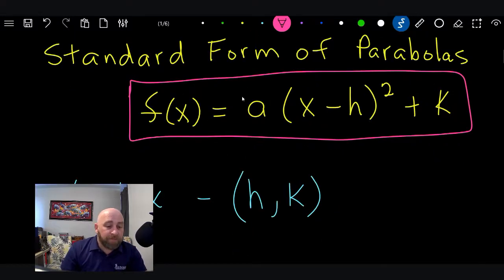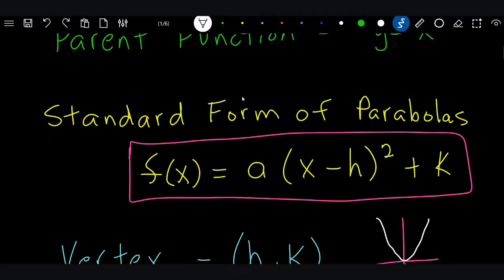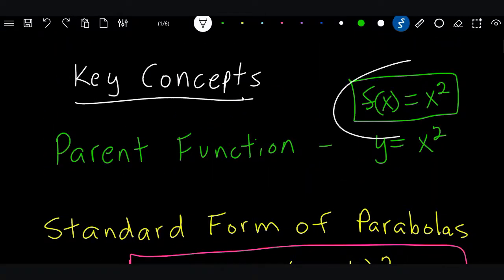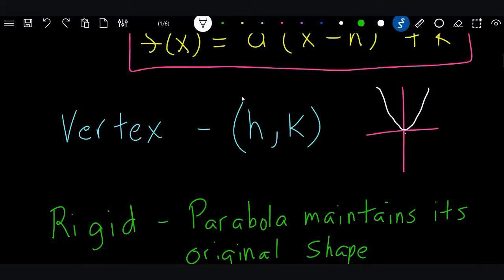Now, the vertex of the parabola. We have a graph here, and our parabola is going to be going in a U shape on the graph. The vertex is where the parabola turns the corner and starts going up the other side. In the parent form, the function of x equals x squared, the vertex sits at 0, 0. So the vertex is at 0, 0 in the parent.